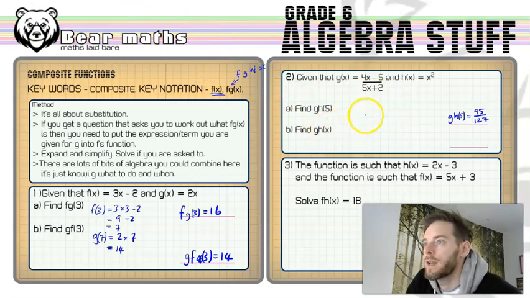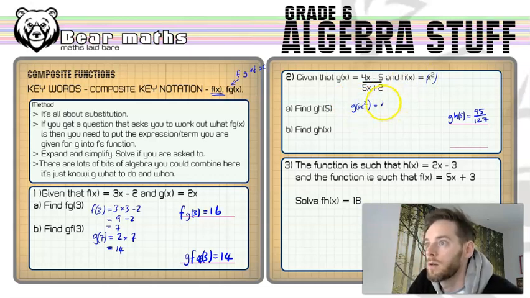Now, gh of x. So composite function here, gh of x. Again, we're going to use this term here. We're going to pop that into what we need to. That is what the x value is. Gh of x is this, right? H of x is x squared. That's going to go into g's function, right? So this time we're going to go g of x squared is equal to 4 multiplied by x squared minus 5 over 5 multiplied by x squared plus 2.